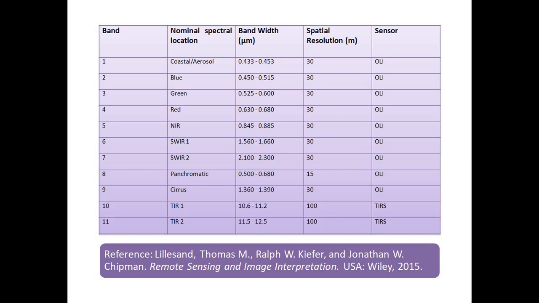There are 11 bands in Landsat 8. The first one is known as coastal or aerosol band, followed by blue band, green band, red band, near infrared band, short wave infrared 1, short wave infrared 2, panchromatic band, cirrus band, thermal infrared band 1 and thermal infrared 2.